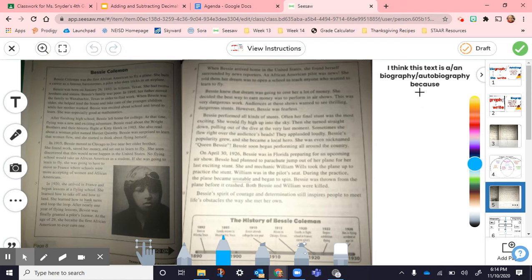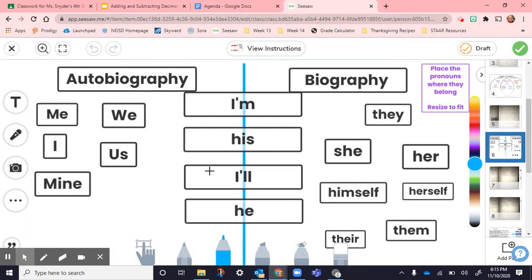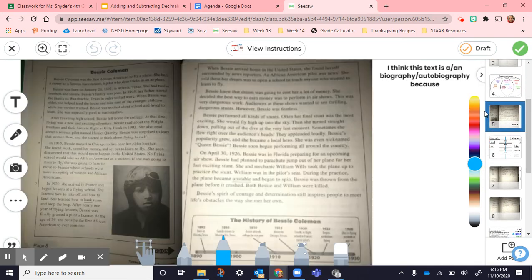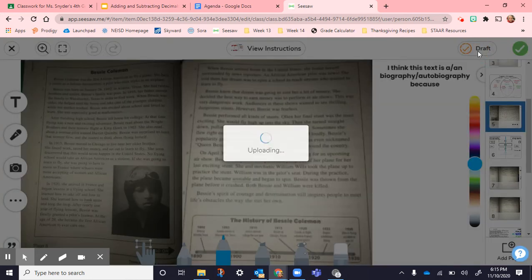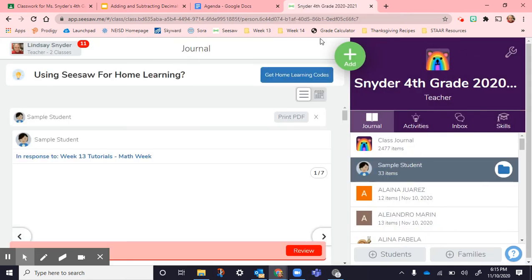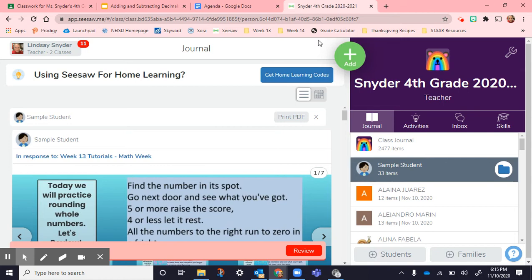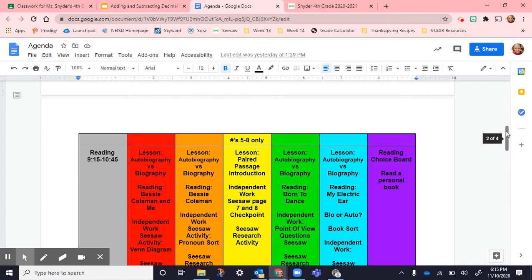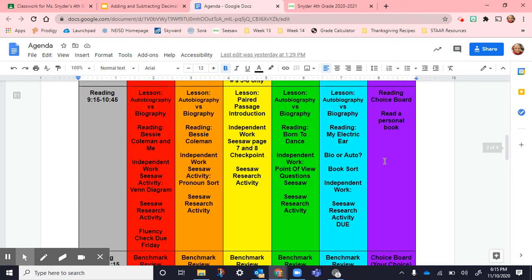But today we filled out this. After we read, we filled out this, and we said why we think that this is a biography or autobiography. And then we worked on this pronoun sort, and we decided whether the pronouns were what you would find in an autobiography, when someone is talking about themselves, or a biography, if someone is talking about someone else. So when you're reading through that Bessie Coleman, be on the lookout for what kind of pronouns are being used, and that helps you understand what type of writing it is.